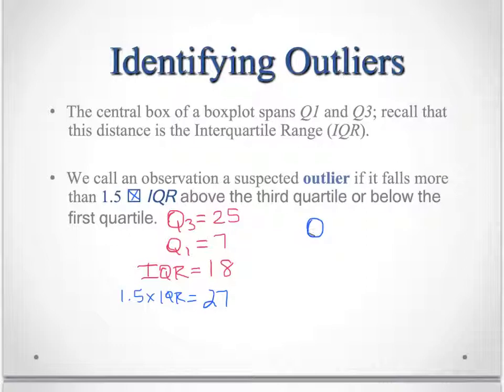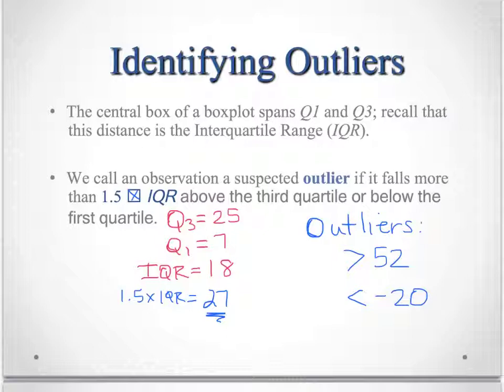So what does this tell us now? This tells us that our suspected outliers are either greater than Q3 plus this number 27, greater than 25 plus 27, or greater than 52, or they're less than Q1 minus this number. So they're less than negative 20. So that's how we get what our suspected outliers are.